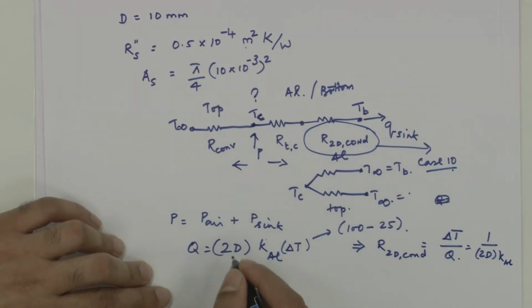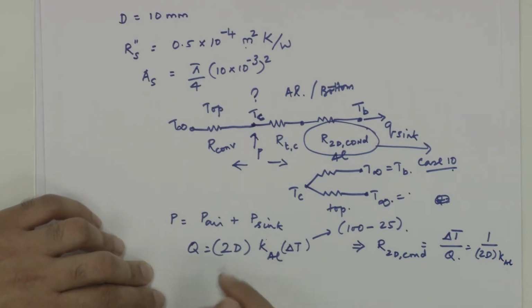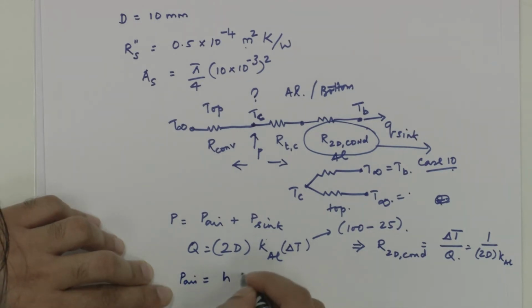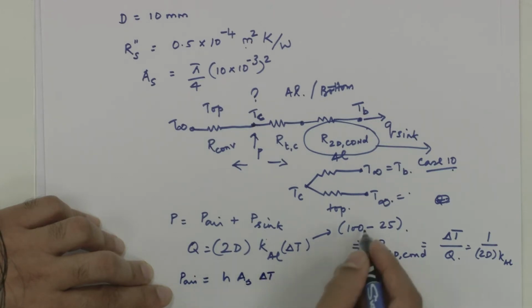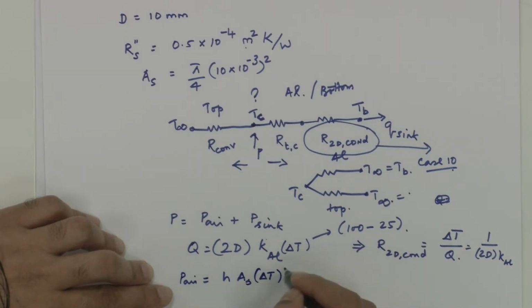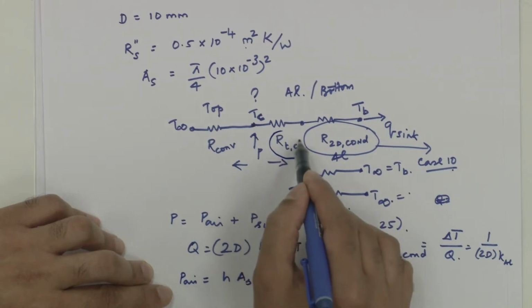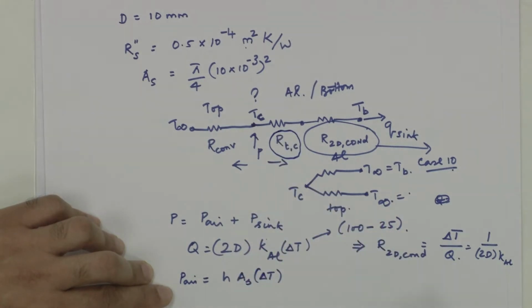For the top side, one can calculate based on the heat transfer coefficient, which is given to be about 25 watts per centimeter square. So, P air from the top side is nothing but H into the surface area into delta T, which is the same as 75 degrees Celsius, which is 100 minus 25. And one important thing is this contact resistance that also should be accounted for.